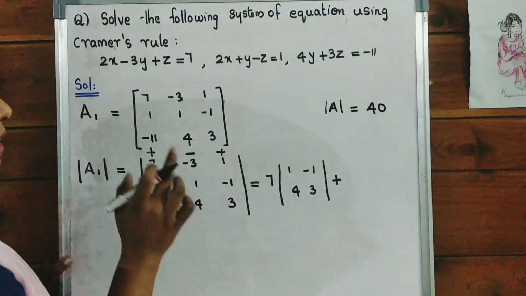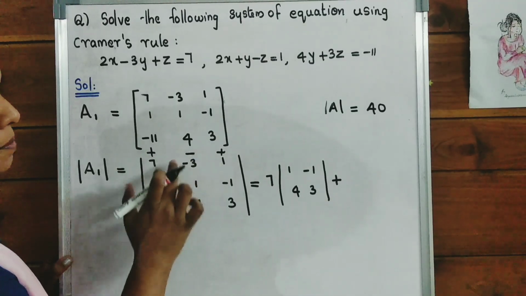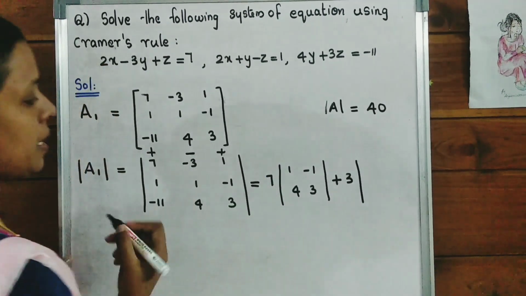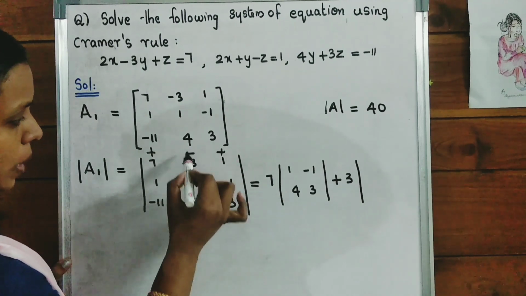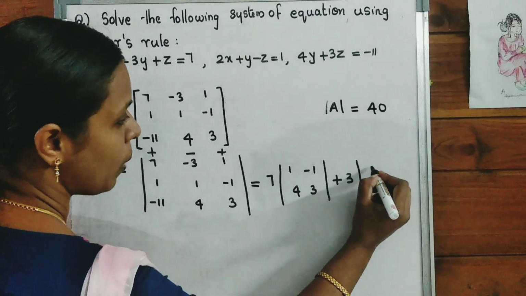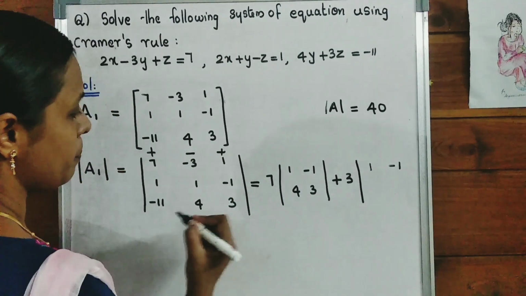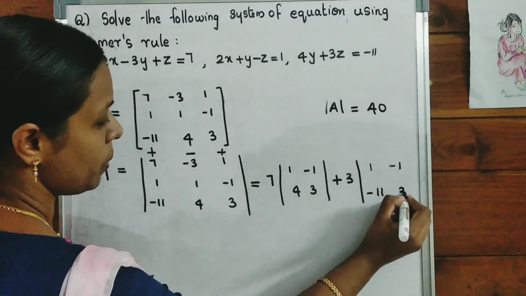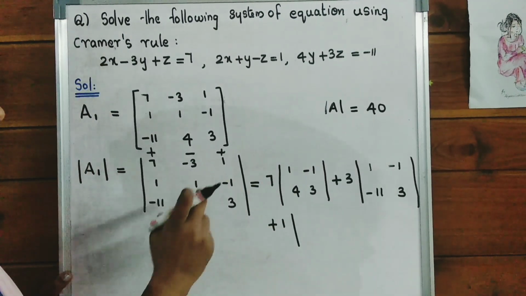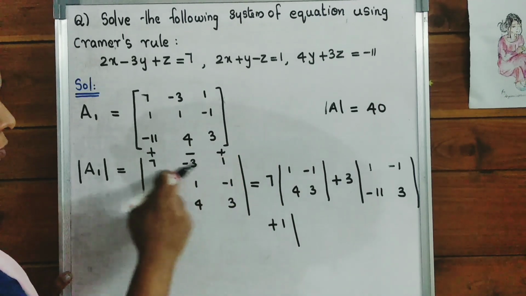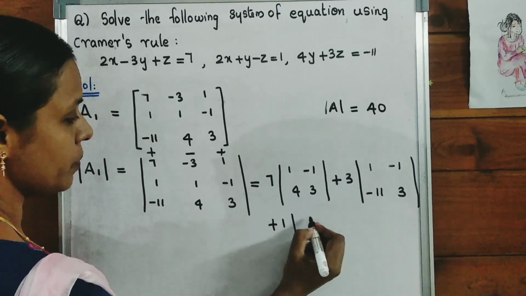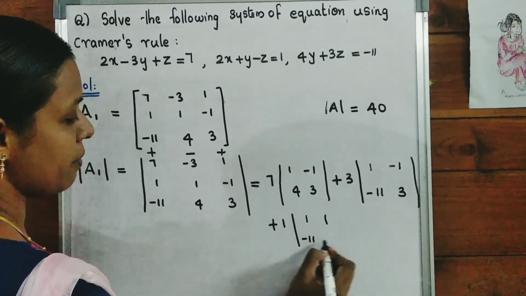Okay. Next we write minus 3. This negative becomes positive. Okay, positive 3 into determinant. Here we delete first row and second column. We get 1, minus 1, minus 11, 3. Okay. Next we write 1 plus 1 into. Here we delete third column and first row. We get 1, 1, minus 11, 4.